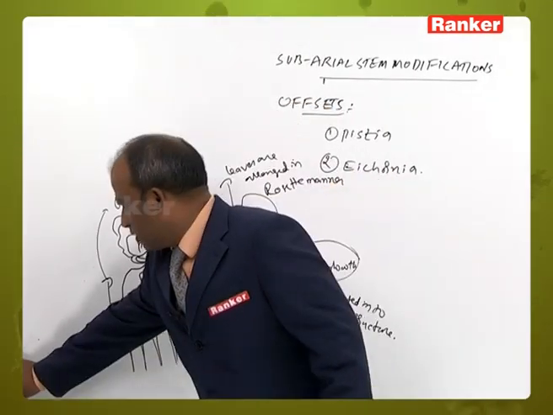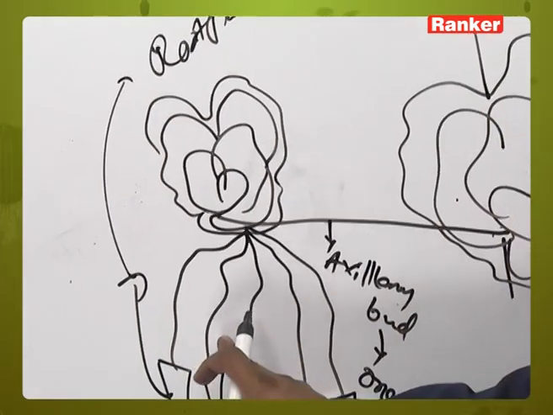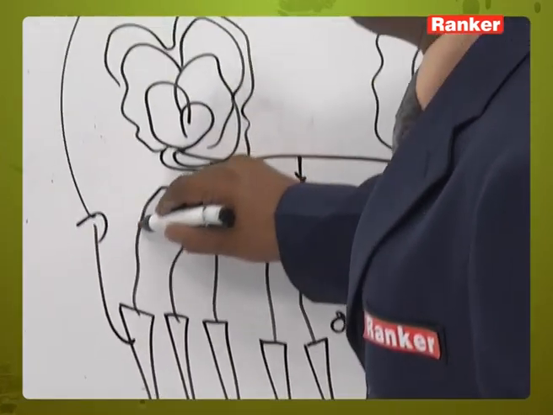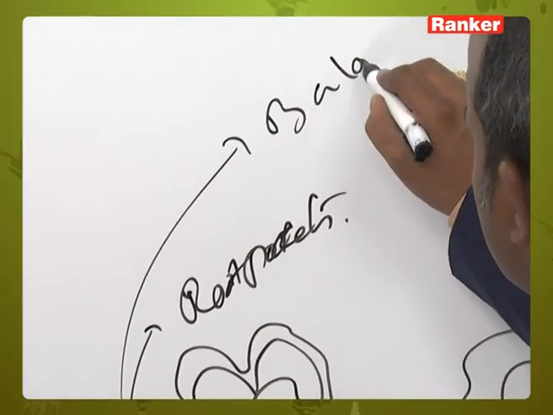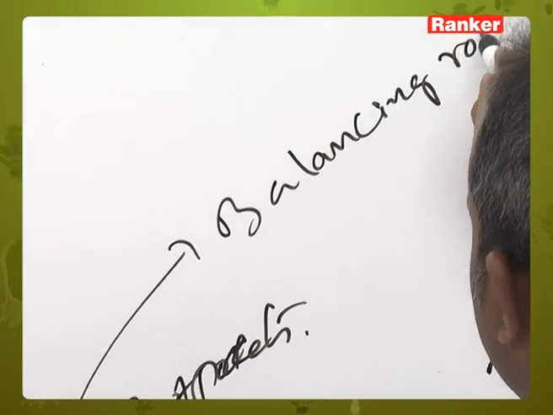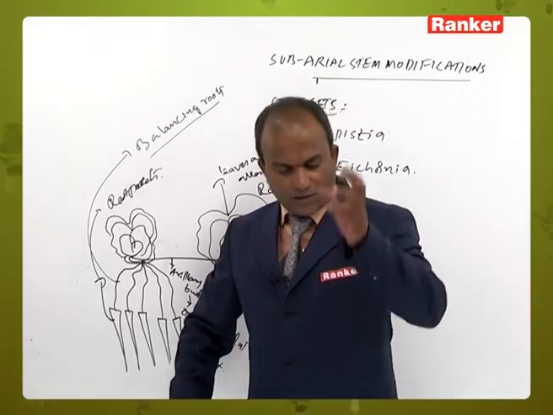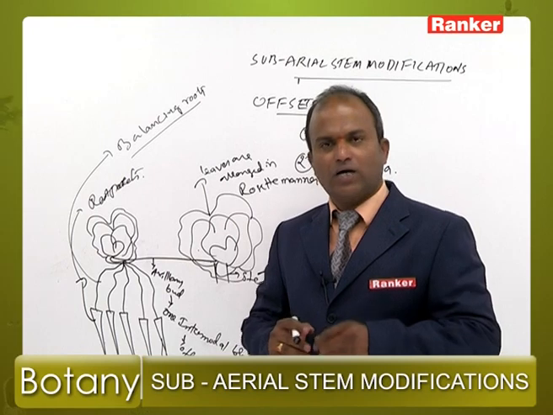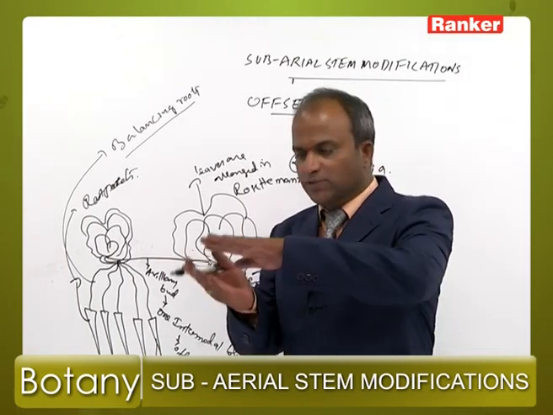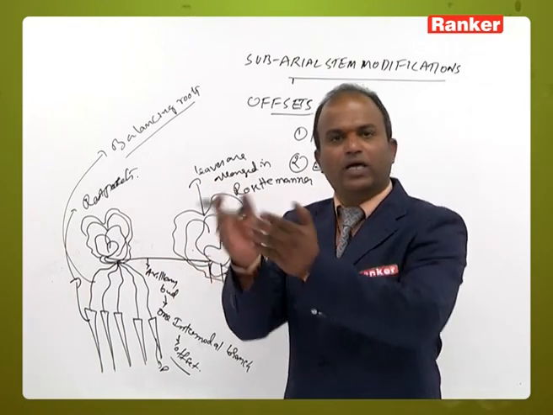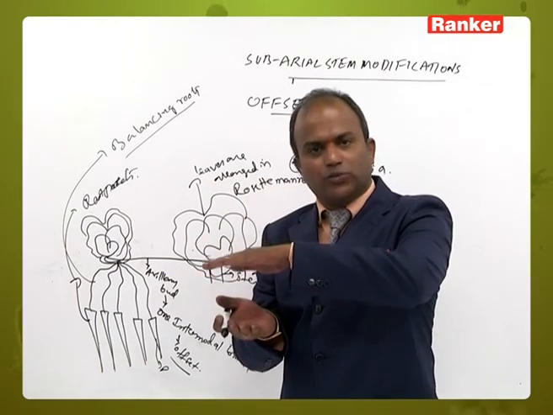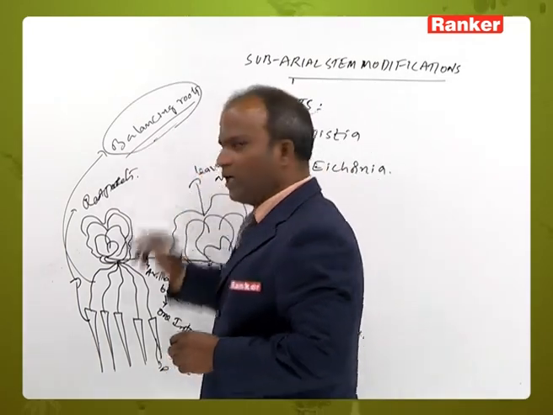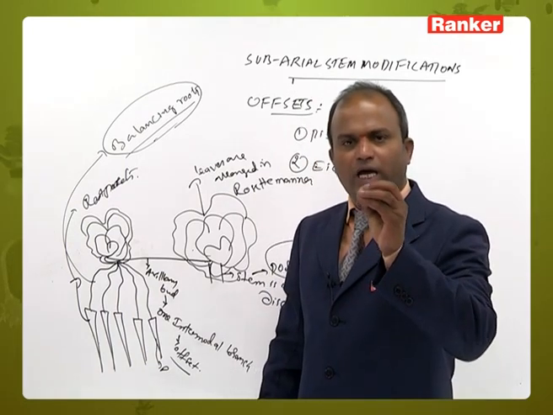Can we call the roots in Pistia balancing roots? Yes, these roots are called balancing roots. What is the function of balancing roots? Due to heavy water currents or aquatic animals, this plant may be tilted. In order to regain its original position, these balancing roots play a key role.